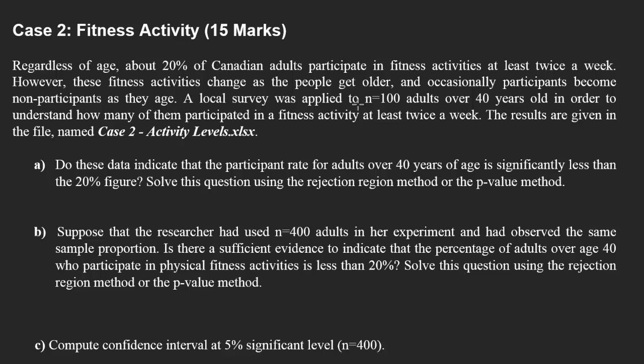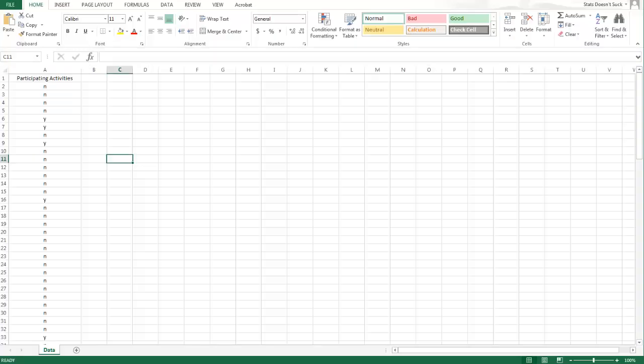A local survey was applied to N equals 100 adults over 40 years old in order to understand how many of them participated in a fitness activity at least twice a week. The results are given in a file named Case 2 Activity Levels. So I've got that file right here.